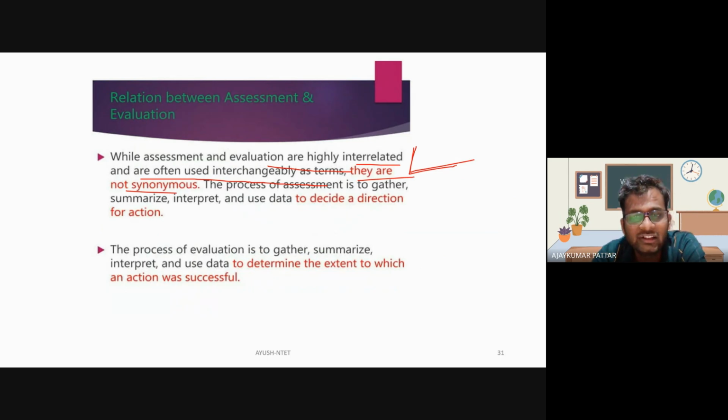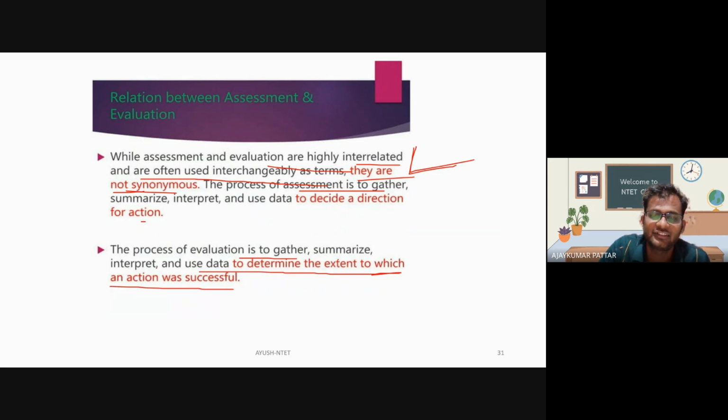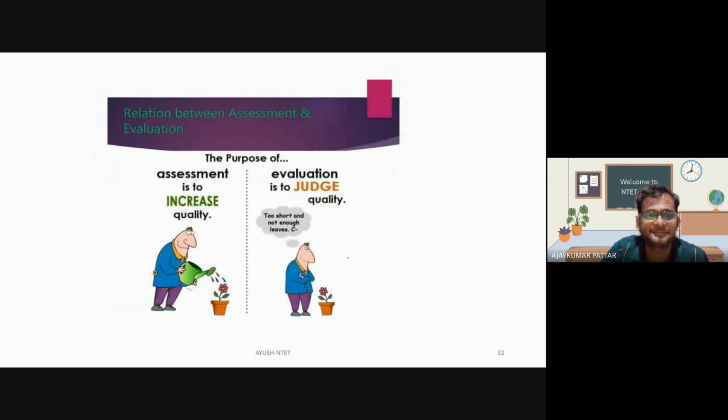So sometimes the words are highly interrelated and interchangeable, because evaluation is nothing but if you add the judgment to the assessment, that is the evaluation. That's why sometimes it is interrelated, but they are not synonyms. You have to remember that they are not synonymous. The process of assessment is to gather, summarize, interpret, use data to decide the direction of action. But the process of evaluation is to gather, summarize, interpret, and use data to determine the extent to which action was successful, extent को evaluation बताता है.